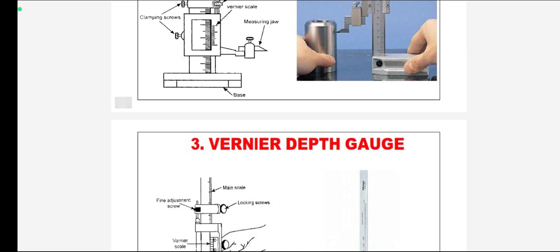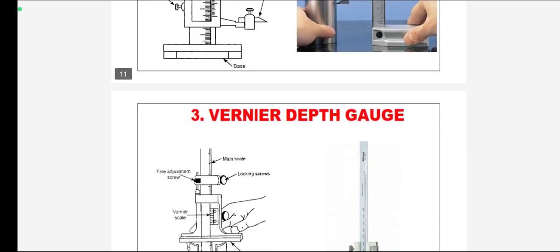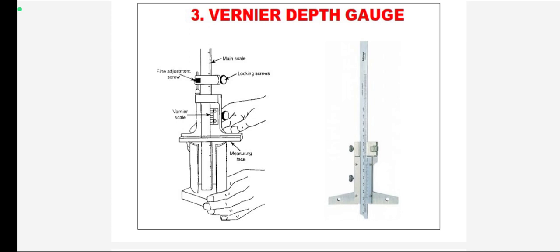Next, the vernier depth gauge. The vernier depth gauge is also a linear measurement instrument, used to measure the depth of a hole in an object. We will see the vernier depth gauge in the figure. Here the vernier scale is fixed with the measuring jaws, and the adjustment screws or locking screws fix the main scale.